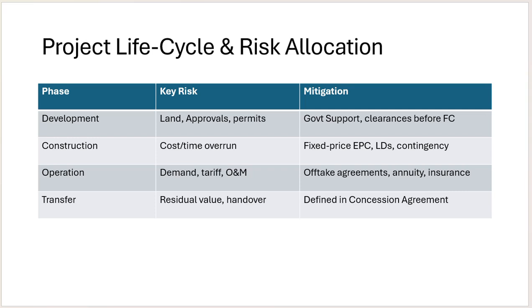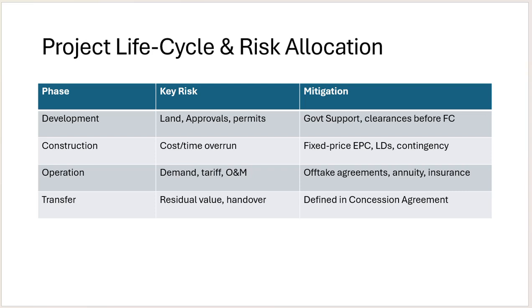In the development phase, land approval and permits happen, so land acquisition will happen, and how much percentage of land will be acquired. Different kinds of approvals are needed: the concession agreement approval, EPC contract approval, operation and maintenance contract approval, offtake or PPA approval, and the loan agreement approval. Those approvals will happen in that phase. The government support is the financial clearance and the environmental clearance, which will happen before the construction starts.